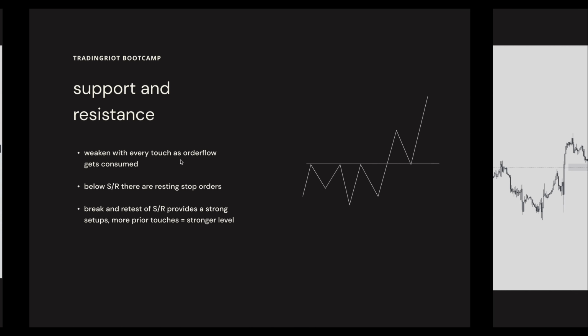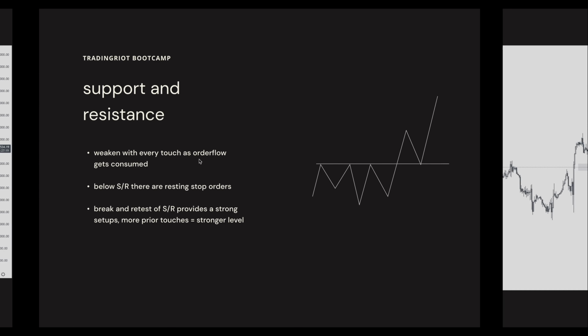The support and resistance, obviously, is a very simple trading concept, most likely the simplest one of any price action. What is worth mentioning, and what people usually have wrong, is that support and resistance levels get weaker with the number of touches they have. Obviously, it's because there are just orders resting at those levels, and the more these levels get tested, the weaker they get.